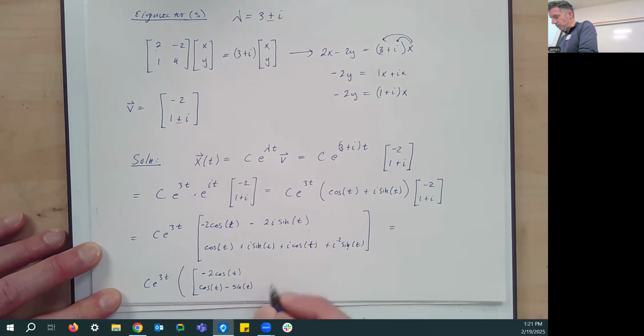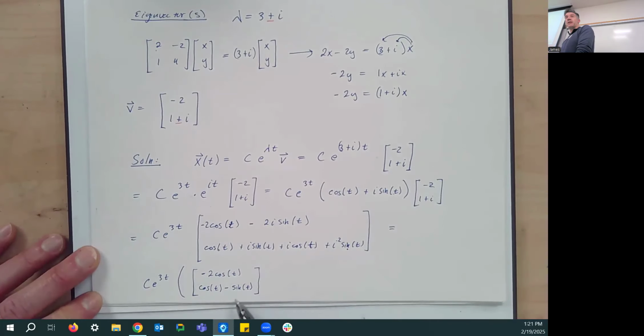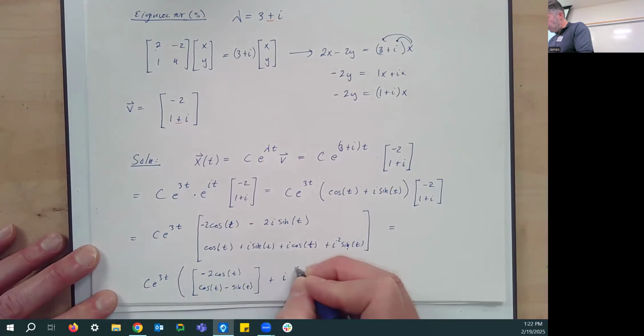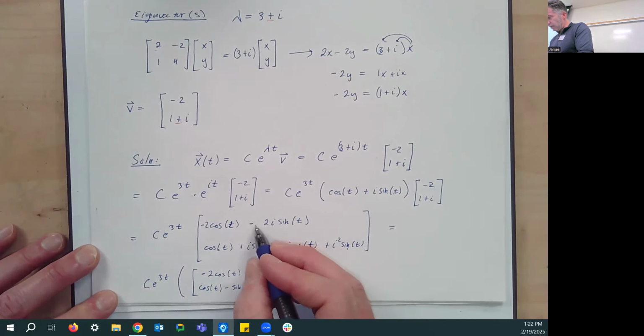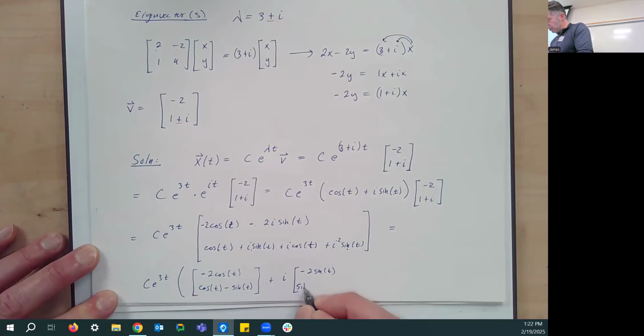This is much better than that square root of 39 problem we were doing last time. Right, it is a minus sine of t because it's cosine t, and i squared is -1 times sine of t over there. And then we have the second part, i multiplied by -2 sine of t. And then we have i sine plus i cosine. So we have sine of t plus cosine of t.